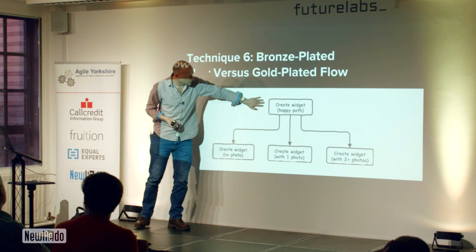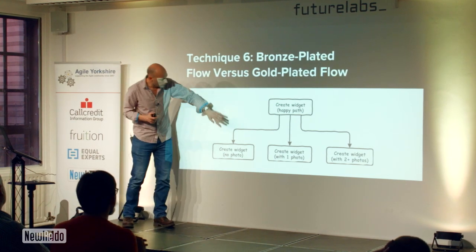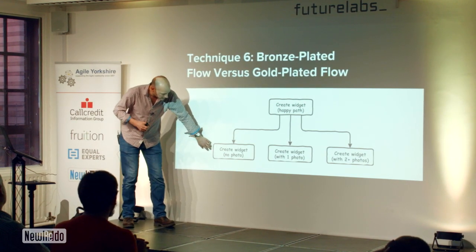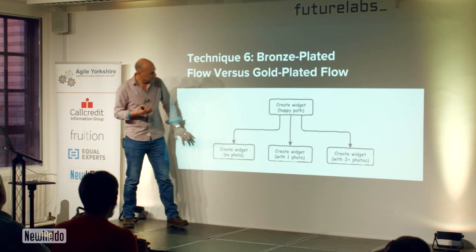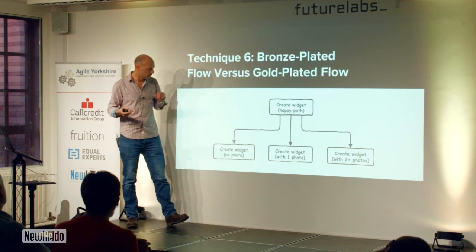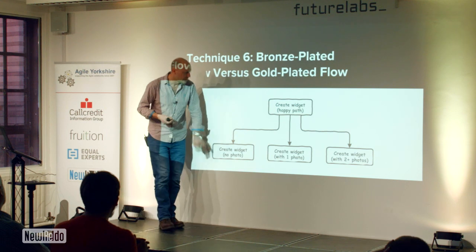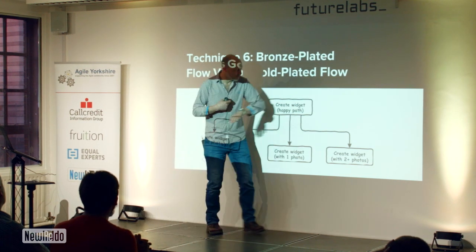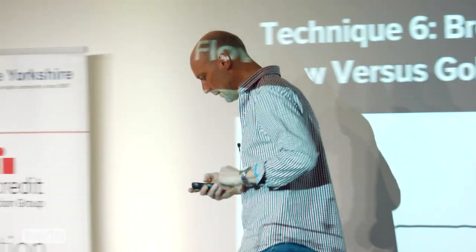So, for example, create widget, happy path. We want photos, but photos aren't the be-all and end-all, or at least doing it with photos is too big a job all in one go. So let's do a version with no photos, and then let's do a version with one photo, and then multiple photos can come after that. Yeah, I'm splitting into a cheap and cheerful version and then better versions.